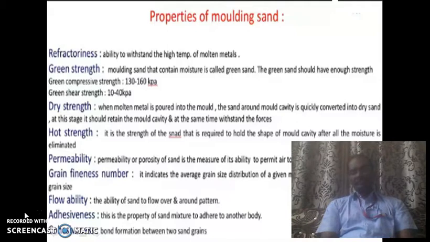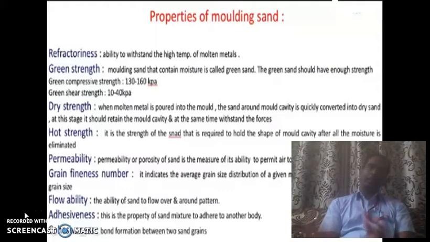Next one is shear strength. Once the sand is formed with the binders, additives and other things, it must have the ability to withstand shear force by itself. On sudden small external forces acting on the sand, it should not collapse by itself. So there must be some compressive strength and some shear strength. You can see the ranges on the slide. The shear strength is about 10 to 40 kilopascal, and the compressive strength 130 to 160 kilopascal.